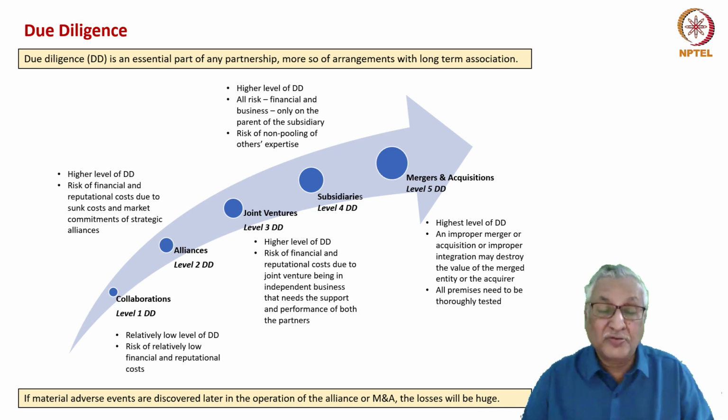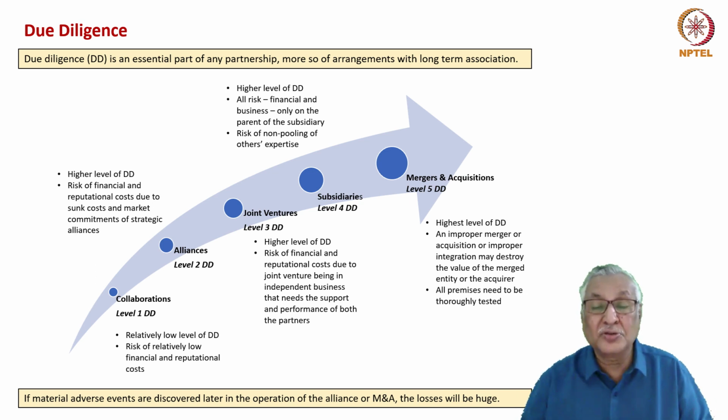These joint ventures have high risks of financial and reputational costs because the joint venture is an independent business, but it is also seen to be actively promoted by two different partners who have joined together in the public eye to constitute a new vehicle for a new business development. So when such a joint venture doesn't function well, it reflects on the reputation and capability of the partners. That's why the due diligence related to joint ventures would be very high.